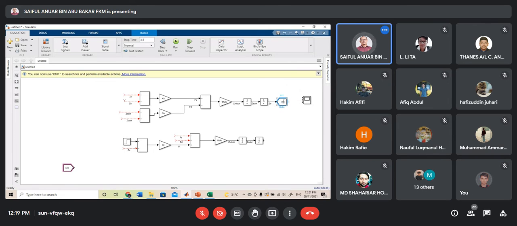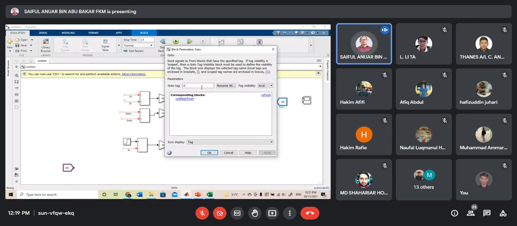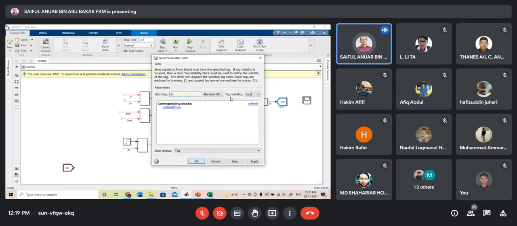So make sure you double click this one, change the go to as ZS. You have to rename them one by one. And then make sure tag visibility is always global. So later when you want to tidy up further, use a folder or mask, or create a folder for this one.